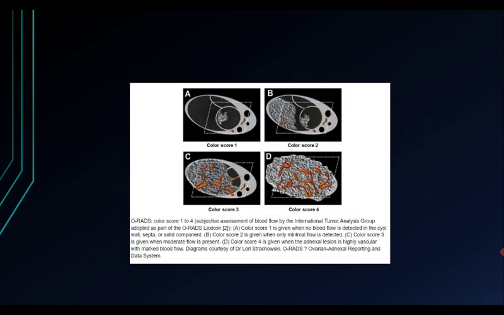You can see the color scoring is given as color score 1 when no blood flow is detected in the cyst. There is no blood flow into the cyst. The surrounding structures have blood vessels because of the supplying vessels, but into the lesion there is no blood flow, so color score 1. Color score 2 is given only when there is minimal flow into the cavity. This is minimal flow, so you give it 2. Color score 3 is given when moderate flow is there. Moderate flow is there here and there. Then color score 4 is given when the adnexal lesion is highly vascular. You can see the whole lesion has vascularity with marked blood flow. Okay, these are the rules.